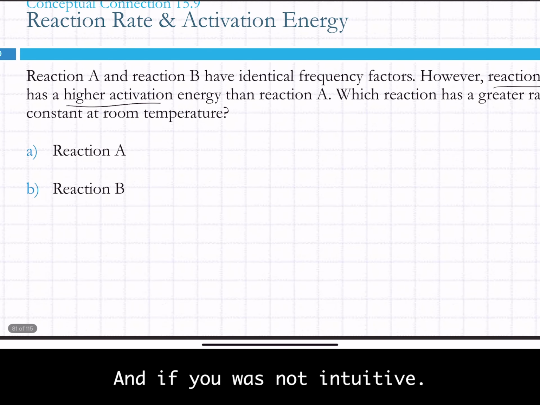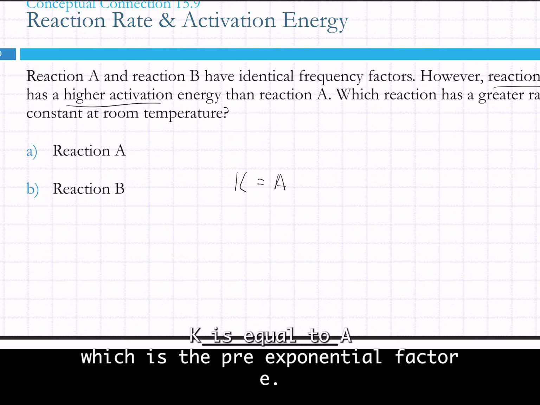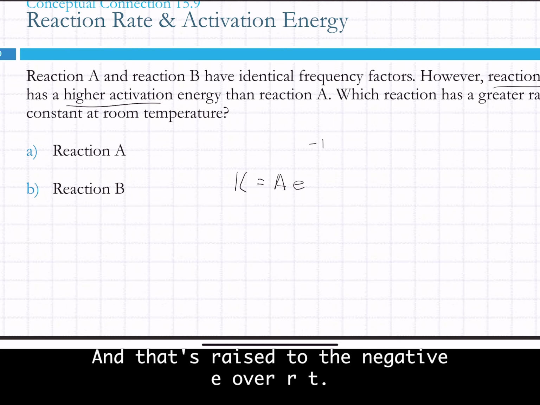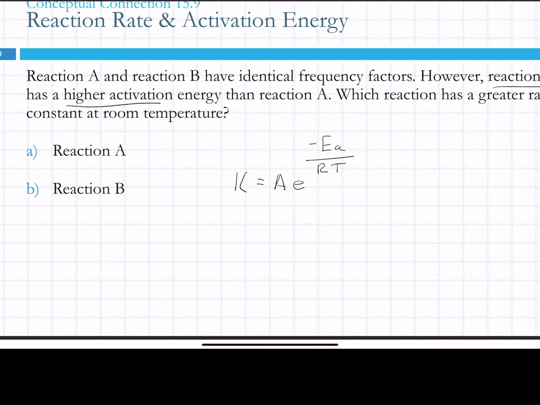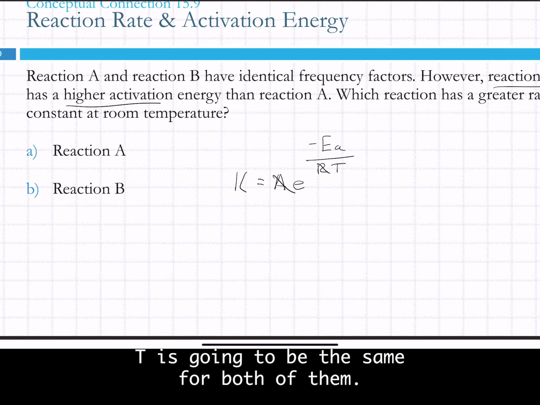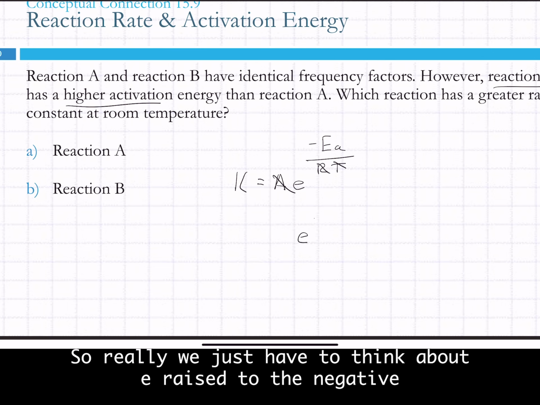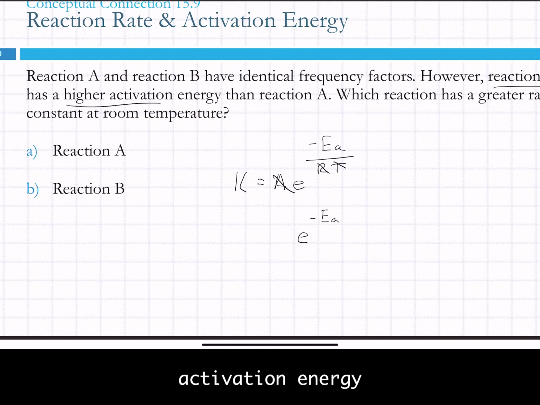And if that was not intuitive, k is equal to A, which is the pre-exponential factor, times e raised to the negative E over RT. We're told that A is the same, so we don't have to worry about A. You could even just drop it. R is going to be the same for both of these, and T is going to be the same for both of them. So really, we just have to think about e raised to the negative activation energy.